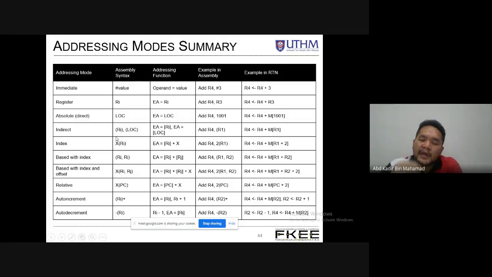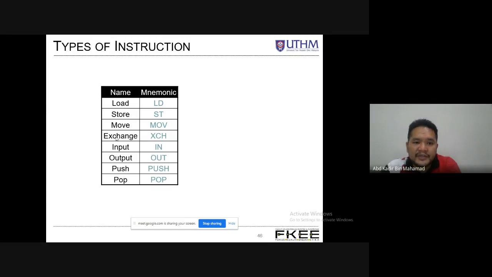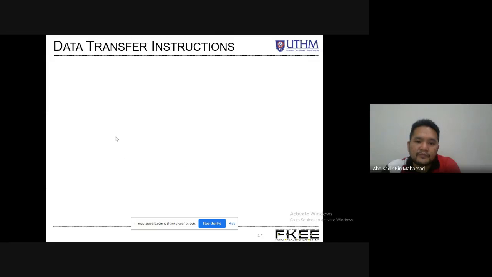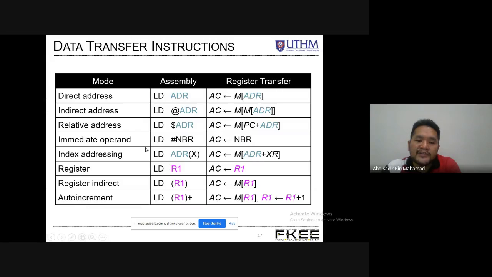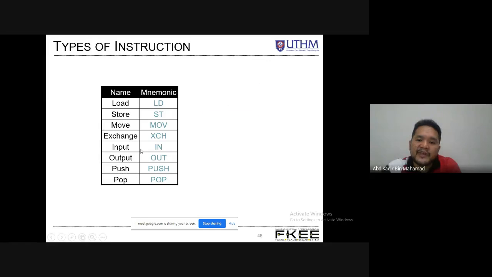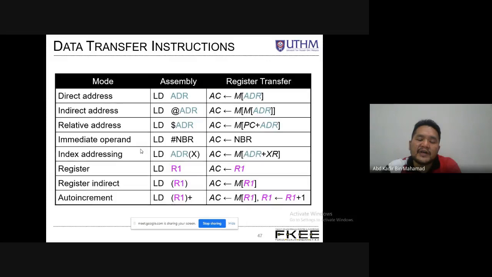This is the general one, but for the ARM microprocessor, it's very specific. It depends on the technology that you use, for example Intel, PowerPC, ARM microprocessor, Altera technology. Okay, assembly language. This is the type of instruction. They are almost the same, but the previous slide is about RTN. This one is assembly. So they have two different forms, RTN and also assembly.